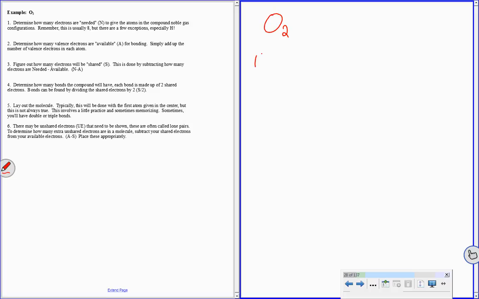The first thing we need to determine is how many electrons are needed for each O2 to feel like it has a full valence shell. Most atoms are full with 8 valence electrons. Some, remember, especially hydrogen, which we'll run into, only need 2. So we have 2 atoms of oxygen, and each one wants to feel like it has 8 valence electrons. 2 times 8 is 16. So we need to feel like we have 16 valence electrons total.